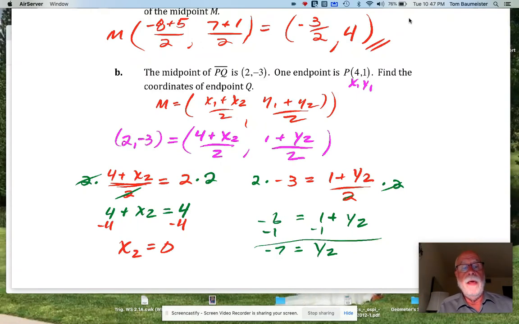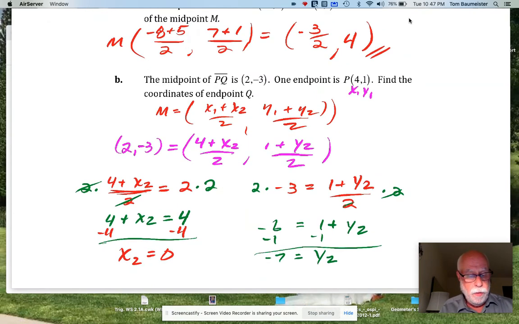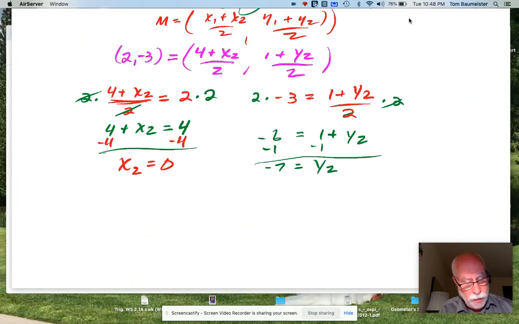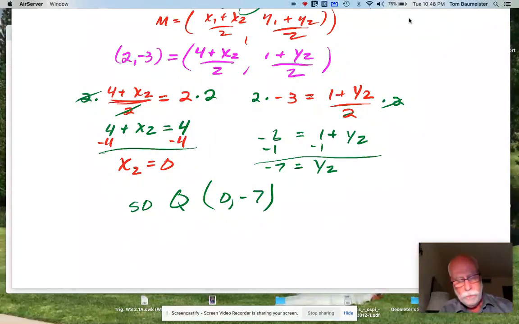And I'm done there, except for what do I need to put? They're telling me to find the coordinates of endpoint Q, so I found the endpoint. So Q is equal to our x value was 0, our y value is negative 7. I'm done. Pretty straightforward, ladies and gentlemen. Hopefully you saw that. Homework will be easy on this one too.